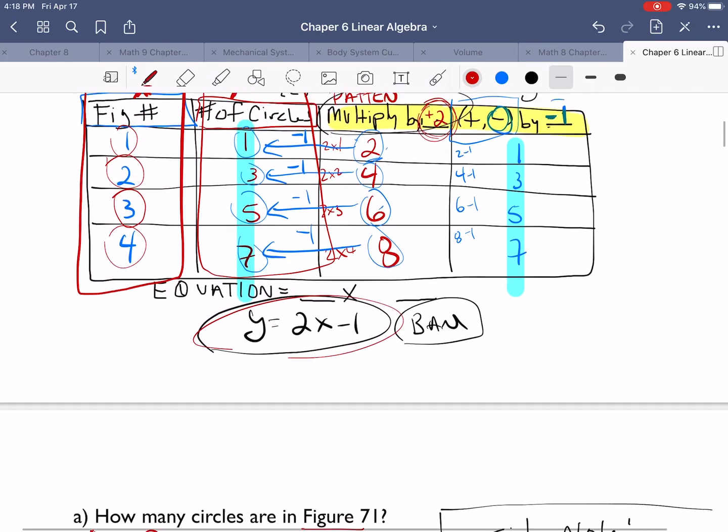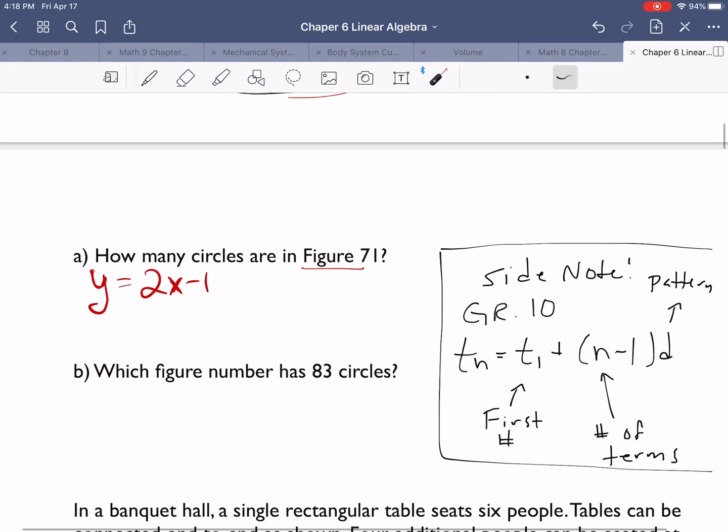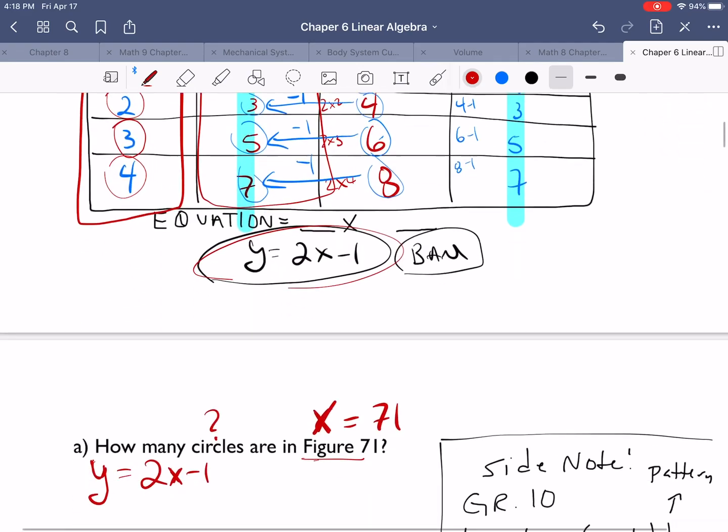Okay, guys, check this out. The figure number right here refers to the x. So figure 71, this figure number is the x value, so x equals 71. I want to know how many circles are in that chart when we get to figure 71, which is out here. Nobody has time to draw 60-some figures later.